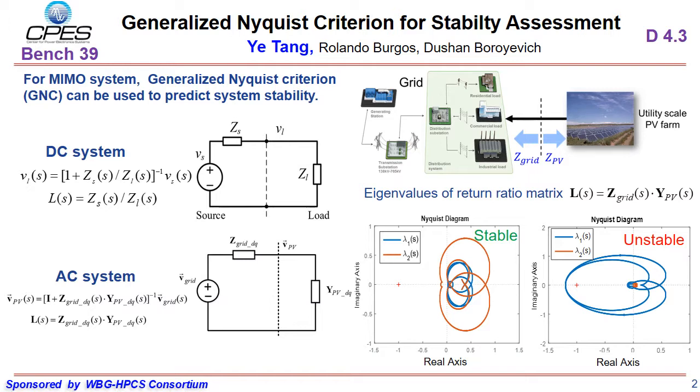The AC impedance here is a 2x2 matrix. The application of GNC works in this way: at PV connection point, PV impedance and grid impedance can be measured, and then the return ratio matrix LS can be calculated, and the two eigenvalues of LS can be plotted on Nyquist diagram. If the net encirclement of the point (-1, 0) is not 0, then the system is unstable.